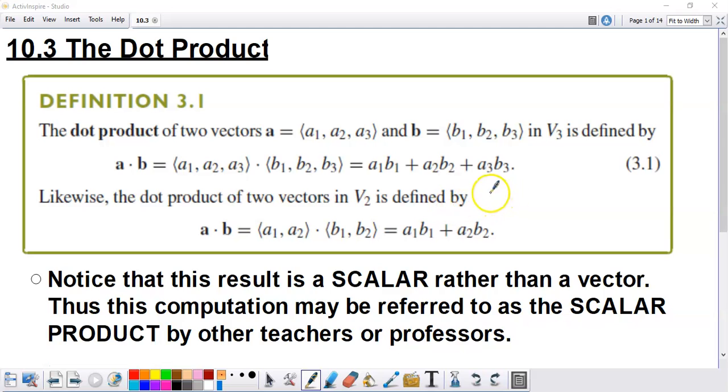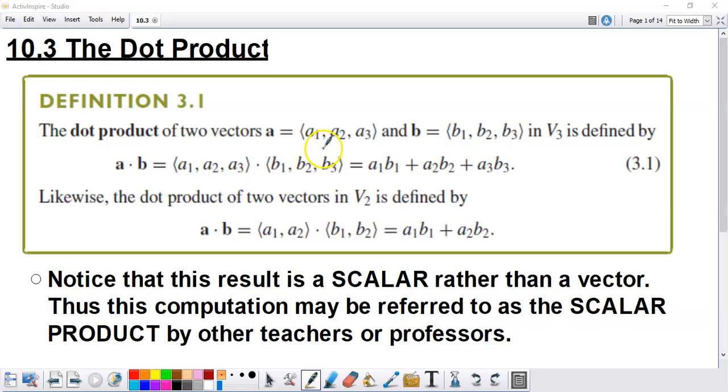What you will notice about this calculation is that if I'm multiplying the x components together, this is just a number, this is just a number, and this is just a number. So if I'm adding together three values that are just numbers, I don't end up with a vector when I carry out a dot product calculation. I end up with a scalar. So you might have a professor or a teacher that refers to this as the scalar product as opposed to the dot product, but the symbol that represents it is the dot for multiplication, and then the calculation you do, we just talked about within this definition box right here.